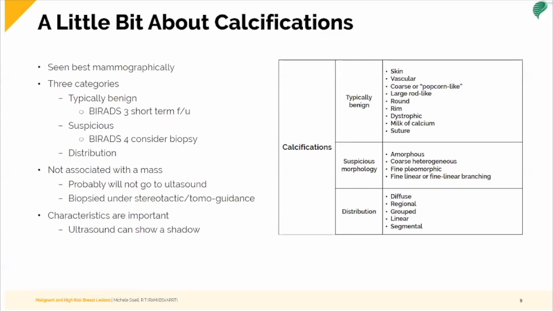If it's not associated with a mass, it probably will not go to ultrasound. If we do decide to biopsy it, usually it will be biopsied under stereotactic or mammography guidance or tomo guidance, which is 3D guidance. Characteristics are important. If we do ultrasound, there may be some shadowing. And again, that's if there are some darker, more grouped calcifications together, that will cause there to be a shadow, and that will be helpful for you to see. So it doesn't mean we will never be looking for calcifications under ultrasound, but there may be times you see shadowing in there.